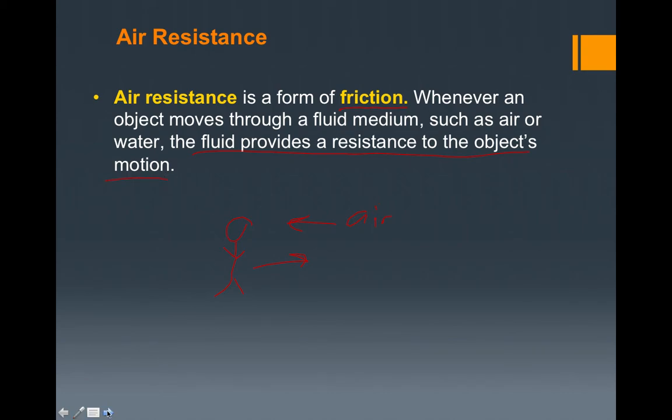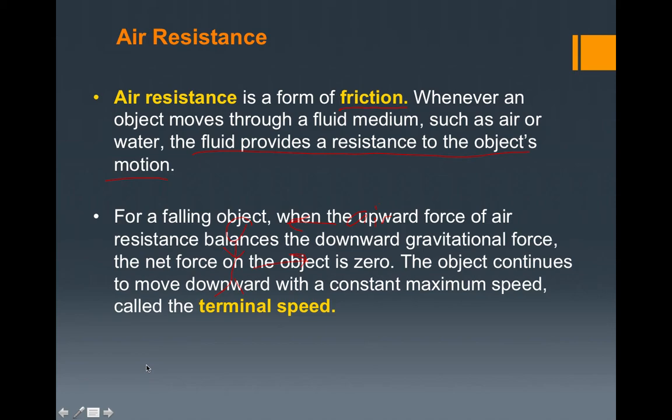And so as we talk about falling objects, you have a situation for a falling object when the upward force of air resistance, I apologize for my writing in the middle, when my upward force of air resistance is equal to my downward force due to gravity, the net force is going to be 0, which means this object will no longer speed up. At this point, you have reached what is called terminal speed or terminal velocity for falling objects.